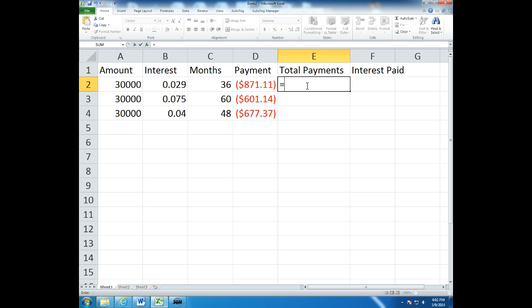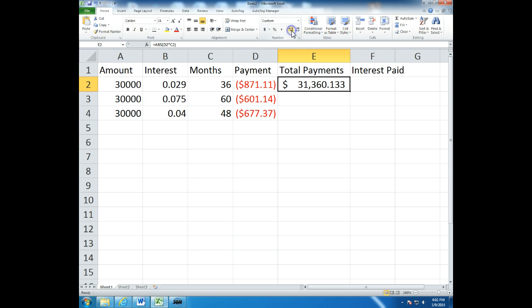All right, so total payments is simply going to be my payment times the number of months, and I don't want it to be negative, so I'm going to use an absolute value function, ABS, parentheses. I'm going to take the number, which is my payment, which is D2, and multiply, that's the asterisk, by C2, which is the number of months. I'm going to get some bigger number that's kind of ugly, so I can come up here and click on the dollar sign to format that.